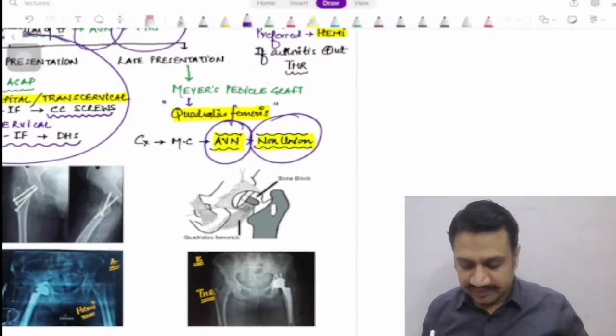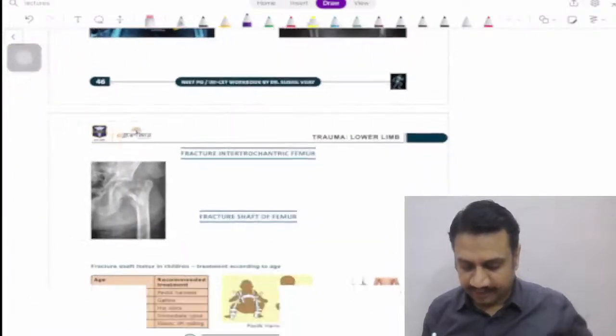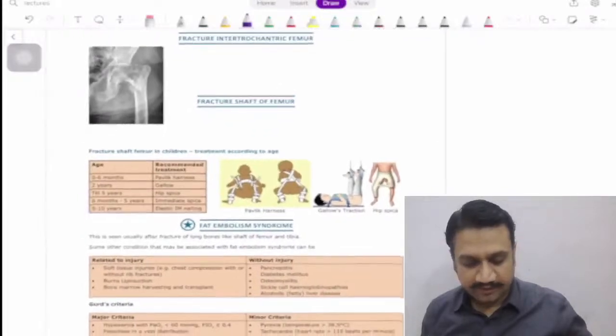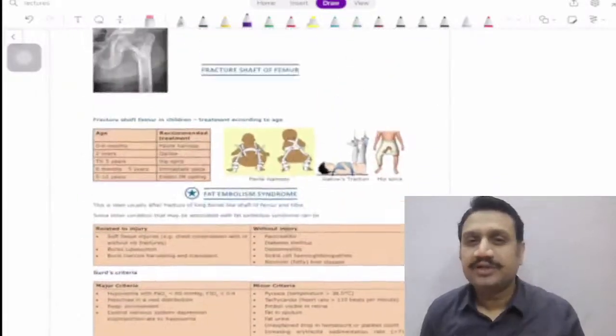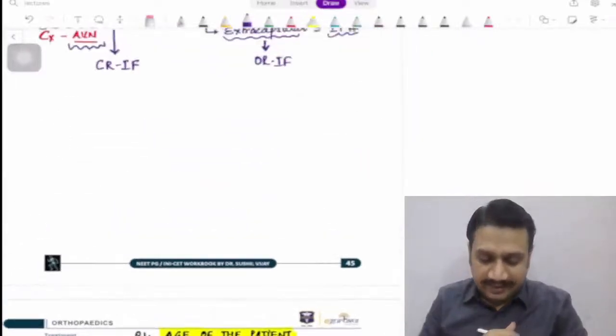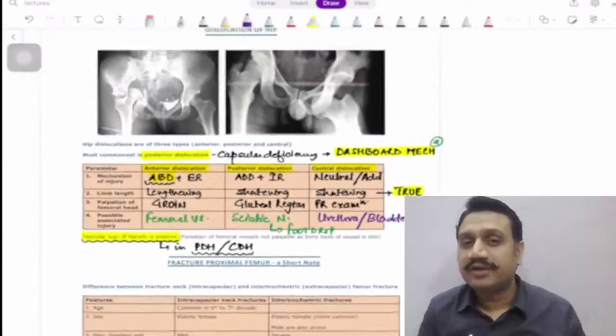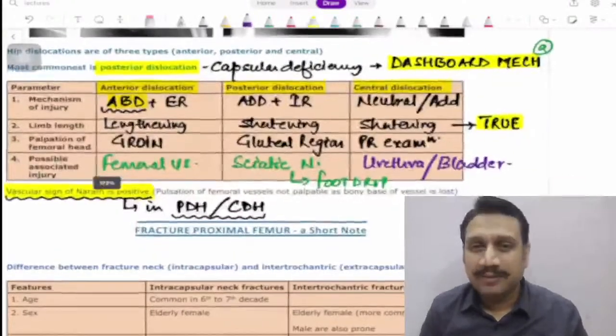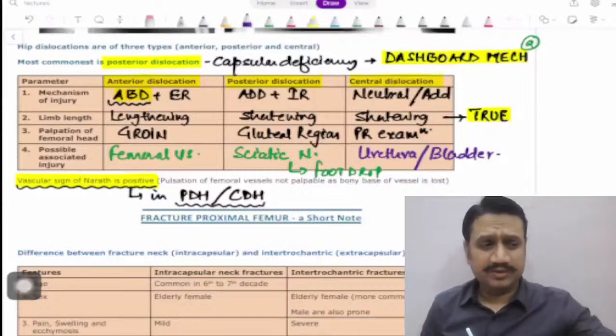Other than that, the next part is always to remember about the dislocations of the hip. That is again very, very important. This table in front of you is one of the most repeated MCQs of your proximal femoral area. In the dislocation of the hip, like the shoulder, here too we have three, but instead of inferior, here we have the central one. The most common of them is always the posterior one.